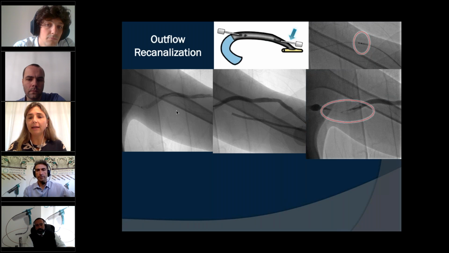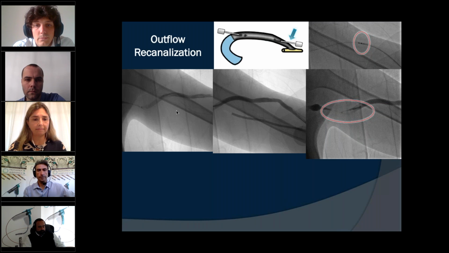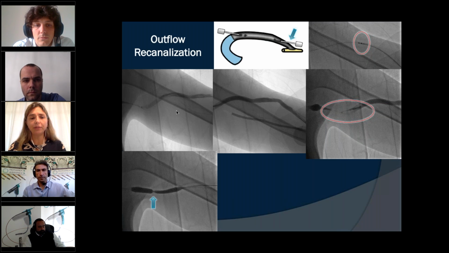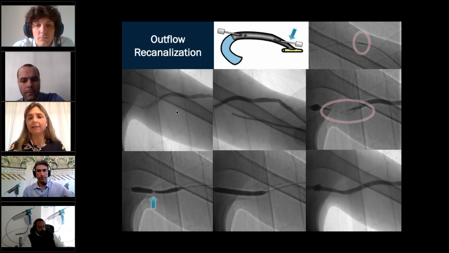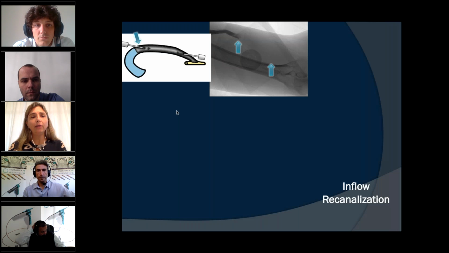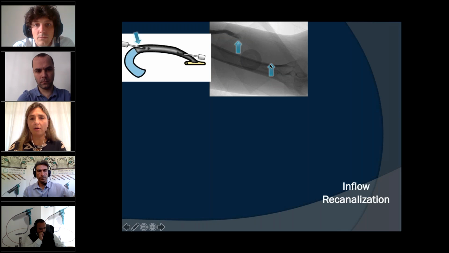And then we can see the culprit lesion, that's at the venous anastomosis. And then it was treated with a balloon angioplasty with a good result. So the outflow is taken care of. Then we go to the retrograde puncture as far as possible from the arterial, and we can see at the first angiography the clotted proximal area.